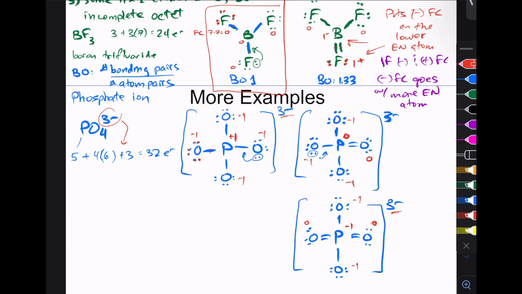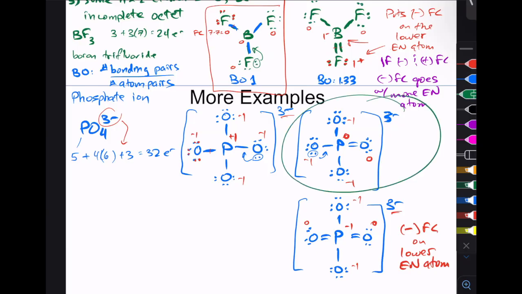Okay, this one puts the negative formal charge on the lower electronegative atom. So it's not as favorable as the one in the middle. The one in the middle is best because it has the fewest number of non-zero formal charges, and it's putting the negative formal charge on the more electronegative atoms, not the least electronegative atoms.